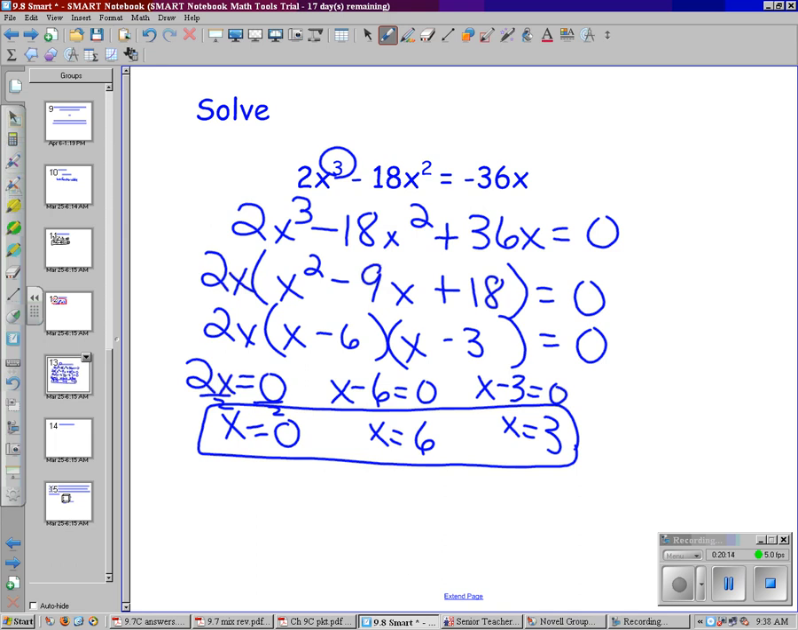Jack, I got x equals 1. Where'd you get x equals 1, sweetie? Well, I divided everything by x. You divided everything by x. Don't do that. You just threw away an x. You can't divide by x. You're throwing away one of your solutions. Okay? Don't do that.